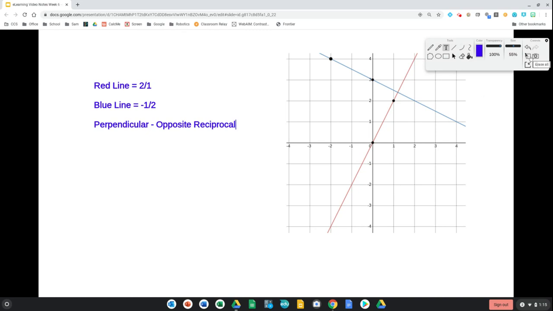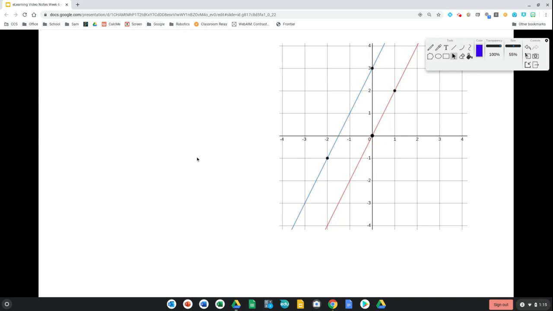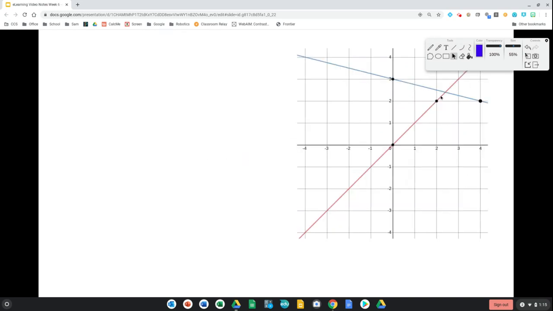Now, there are a lot of lines that are not parallel and also not perpendicular. If that's the case, there is no connection between their slopes. Here's our example of two lines that are neither one. These two lines are crossing, but they're not perpendicular because these corners here don't look like the corners of a square. They're more than 90 degrees or less than 90 degrees.